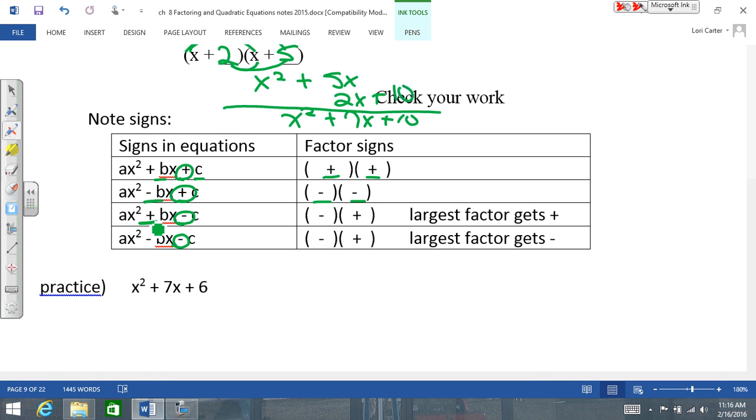Has to be positive. If it's going to multiply, or if it's going to add to a negative, then the largest number would have to be negative. Your signs are what's important here. Okay, are you ready to give it a shot?